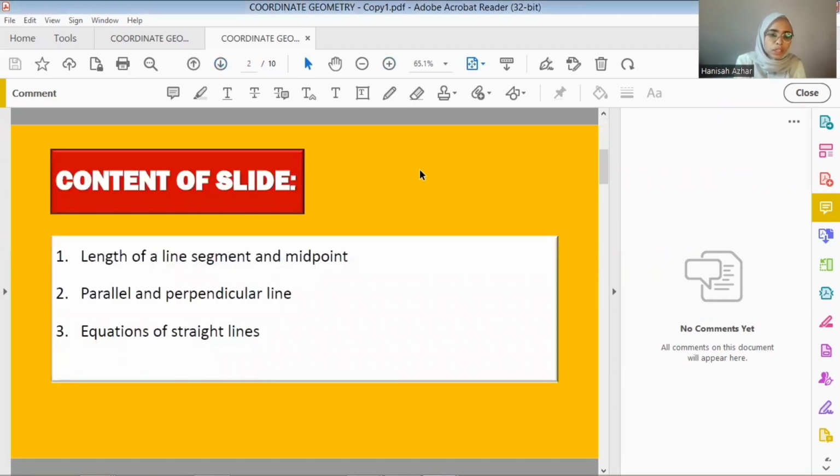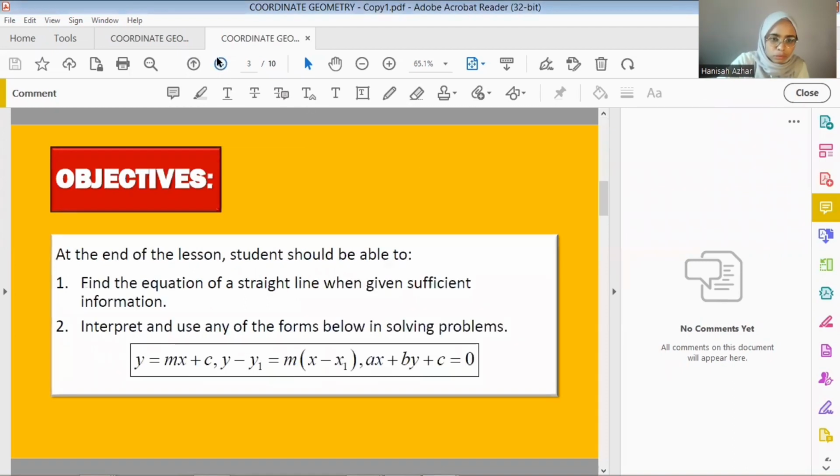The content of the slides is length of a line segment and midpoint, parallel and perpendicular lines, and the equations of straight lines. The objective of this lesson is that at the end of the lesson, students should be able to find the equation of a straight line when given sufficient information, and interpret and use any of the forms below in solving problems. Basically, in this topic we will go through formulas for straight lines, and then we will go through some examples.